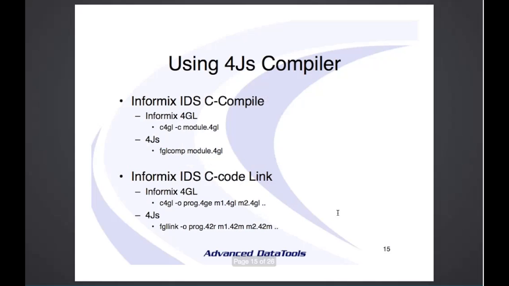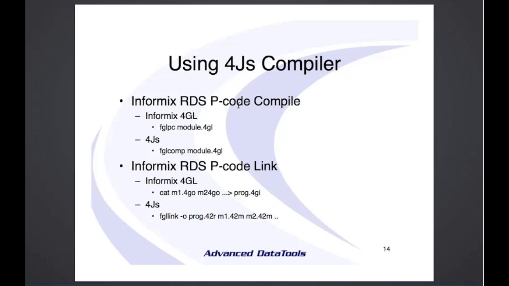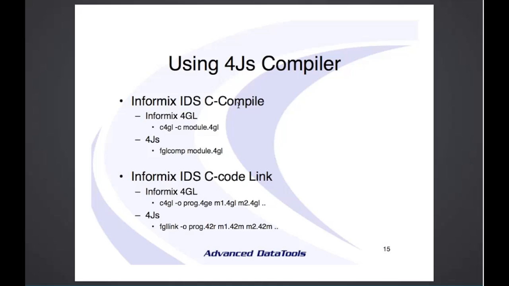If you're using the C compiler, and remember 4GL has both the Rapid Development System, which is P code, and then the C compiler, which creates executables. With the C compiler, you would compile it with C4GL -C. With 4Js, it's FGL comp module. And then to link them in the C code, you'd say C4GL -O, the name of the output program, and link all your executables. 4Js, it's FGL link. It's pretty straightforward to do.